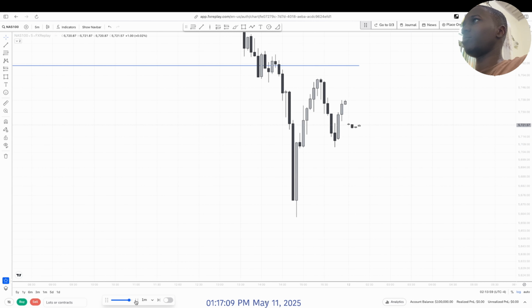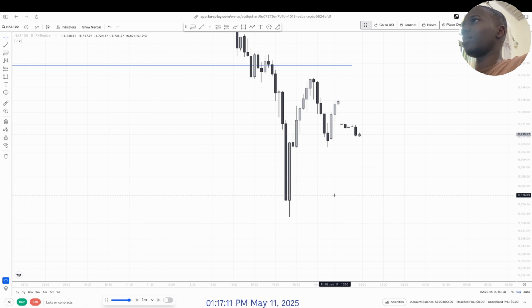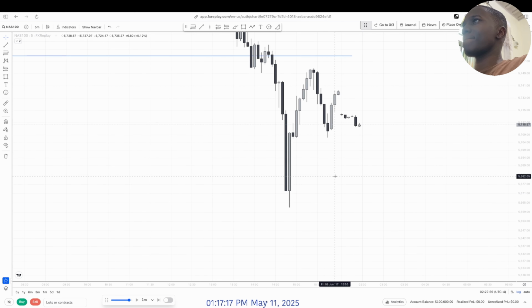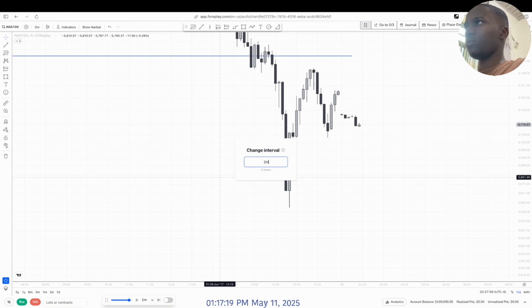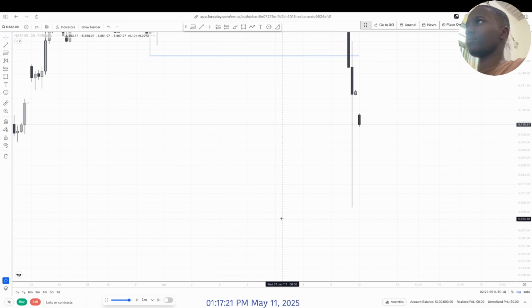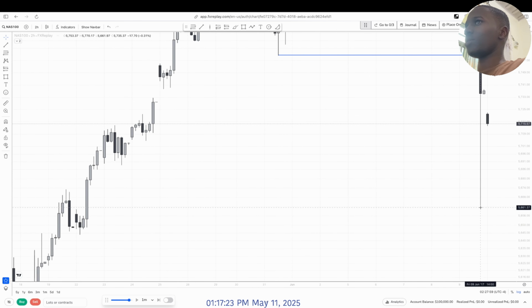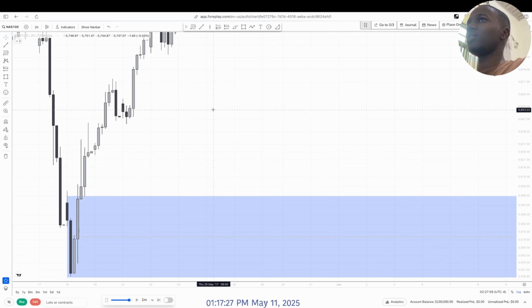So we're getting a small push to the upside, and it just started and left this small gap in here. I'm going to go to the 2 hour. You can see this week in this fair value gap, which means it didn't reach into this OB at all.